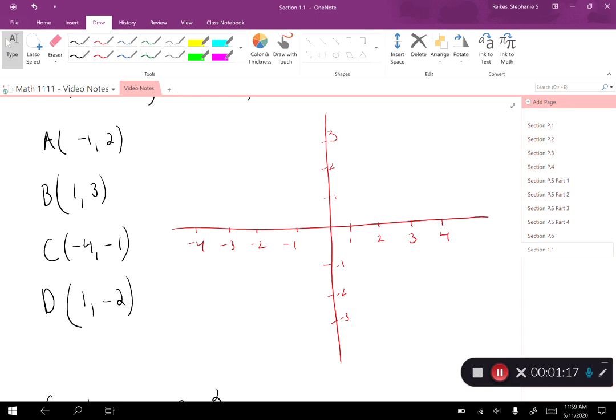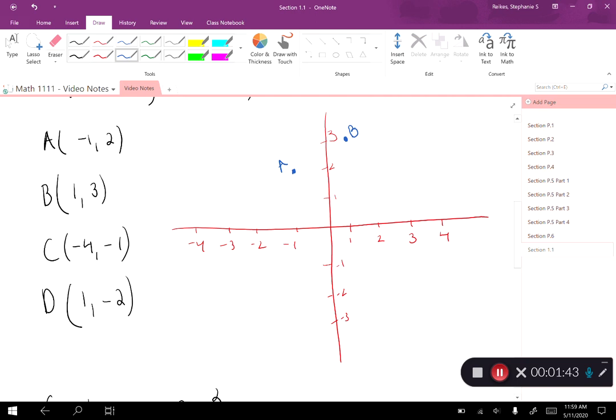Let's graph the point A, -1, 2. So that means to the left 1, up 2. And I'll have a dot there, and I'll label it A. Next, let's plot the point 1, 3, both positive. So that means to the right 1, up 3. I'll have a dot and label it B.